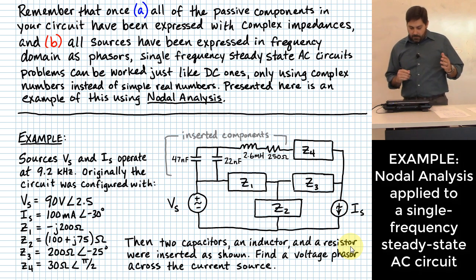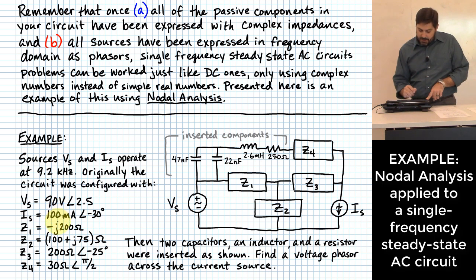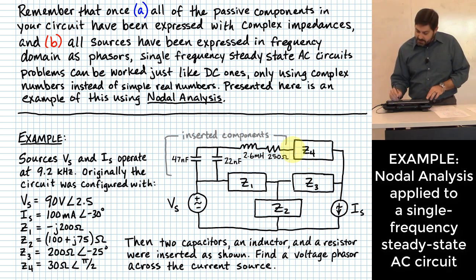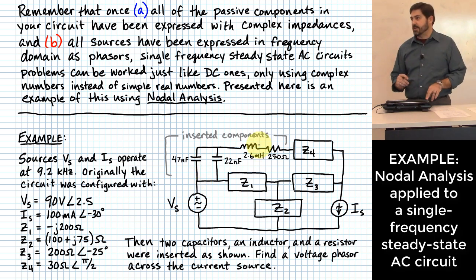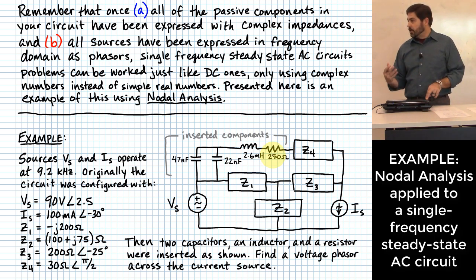Here's the example. We have a circuit shown here that originally was set up with two sources, and those two source values are given here, already expressed as phasors, so there's no conversion we have to do. Originally it was set up with all four of these complex impedances, so there's not much to do with those either. But let's say that instead of just connecting Z4 over to the node on top of this voltage source, someone inserted several components in there, and now the circuit has changed. Some are expressed as complex impedances, and for some components I just know their raw values.